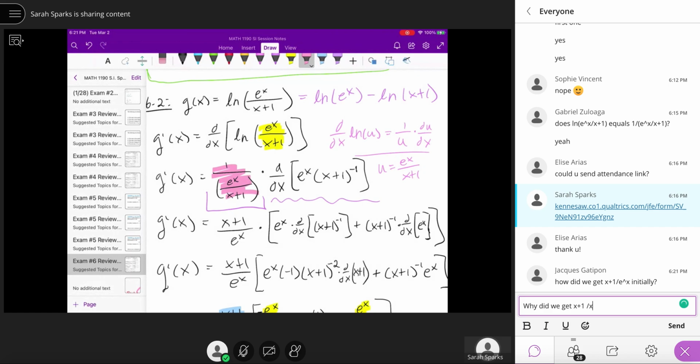And then since we had 1 divided by that second fraction, that e to the x over x plus 1, we use keep change flip, right? Keep change flip, so we have 1 times x plus 1 divided by e to the x, and so that's how I got this down there. Does that make sense?